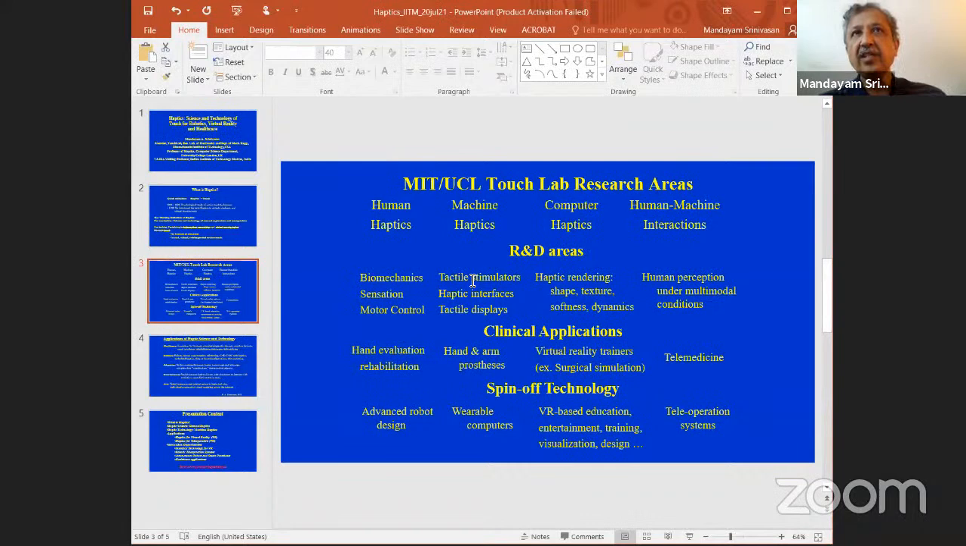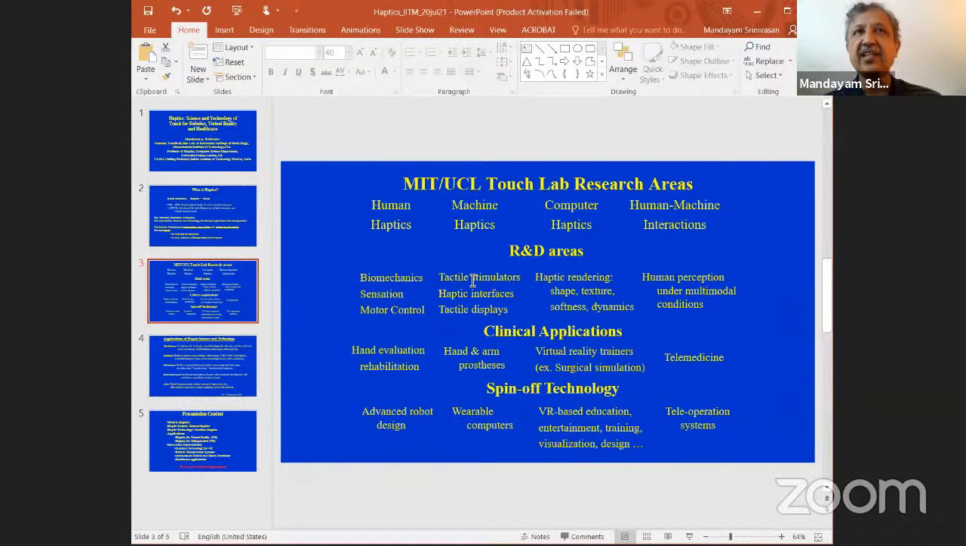So then human-machine interactions. You need human perception, and illusions were mentioned before. All of these you should understand well in order to create virtual reality or teleoperator conditions that are satisfactory.